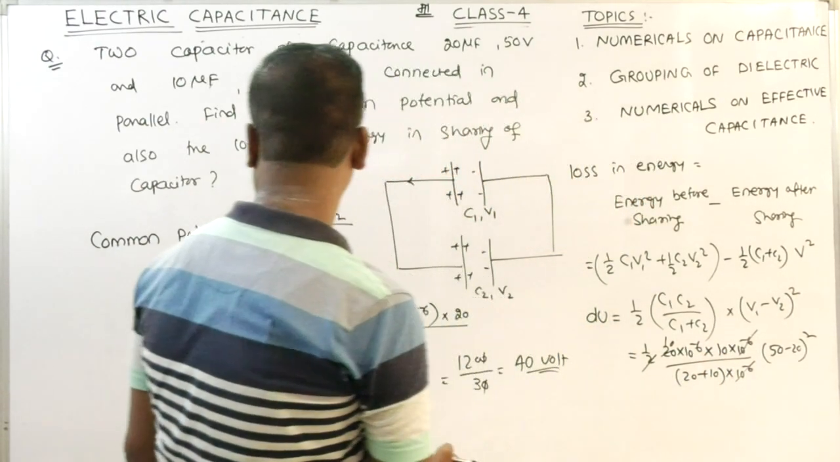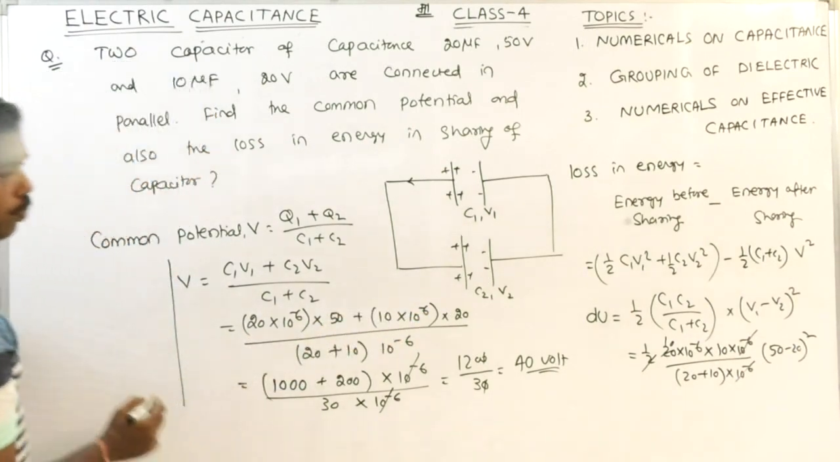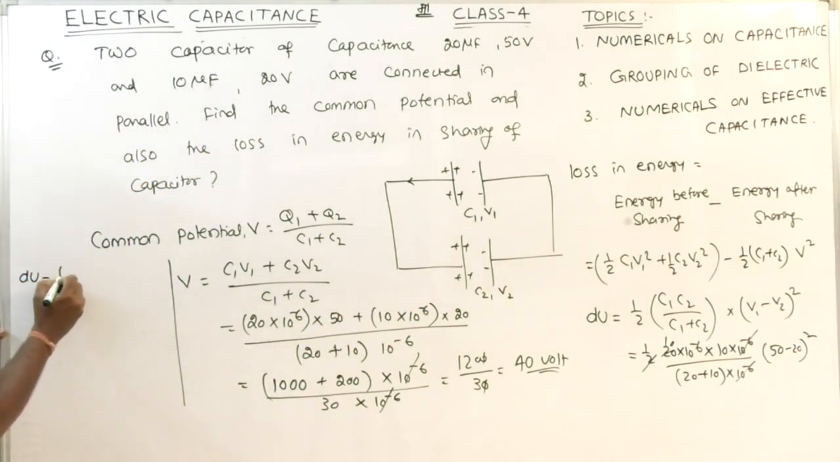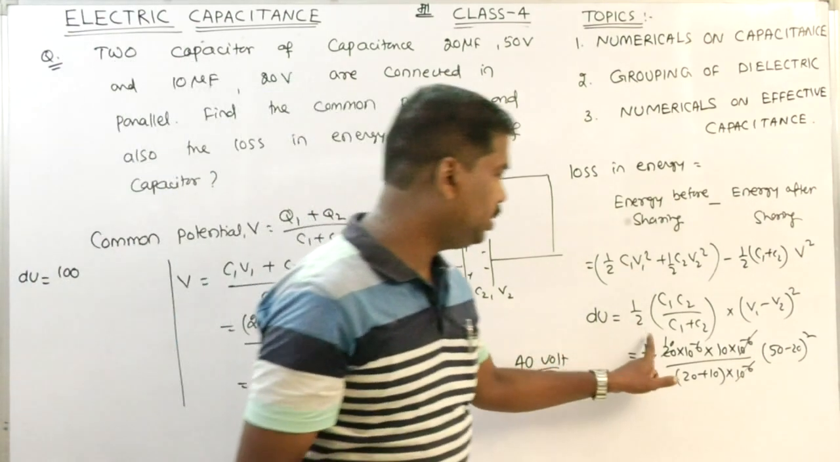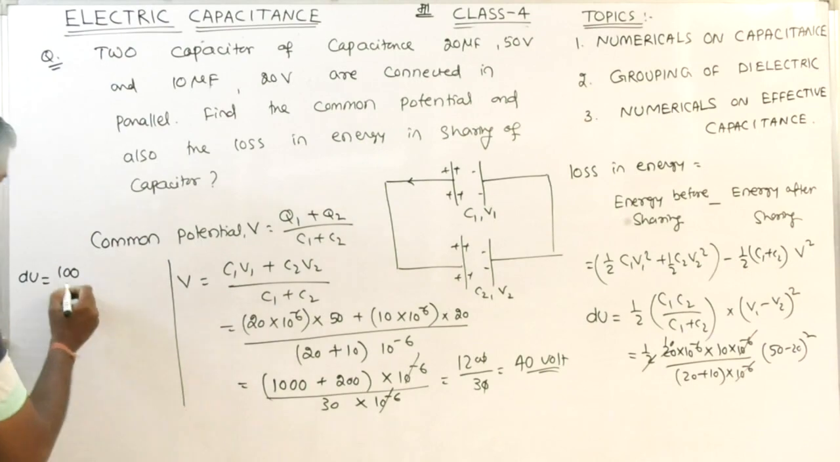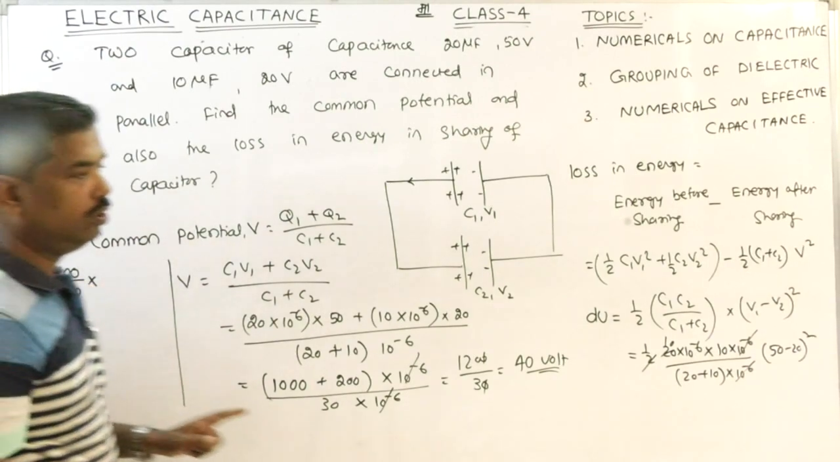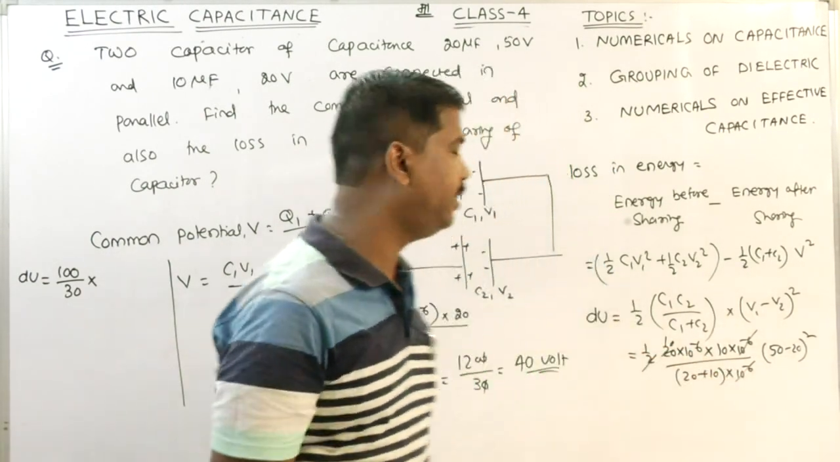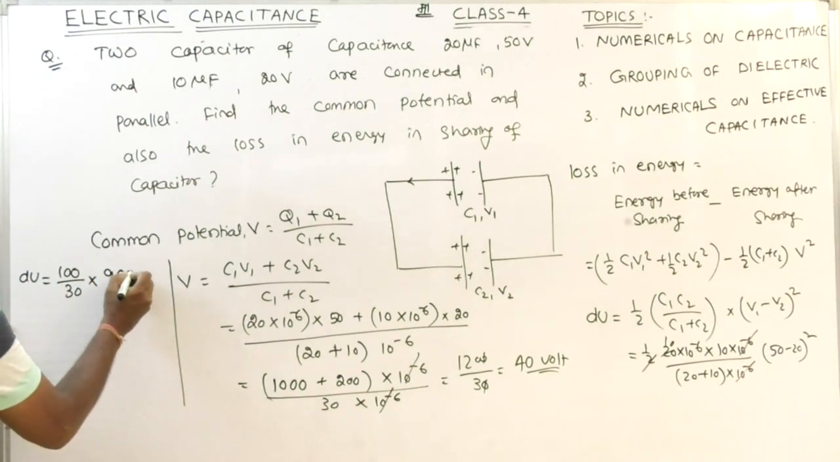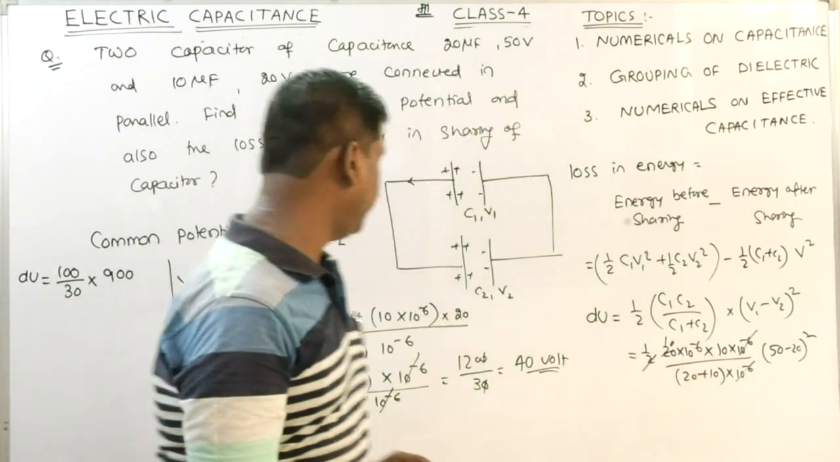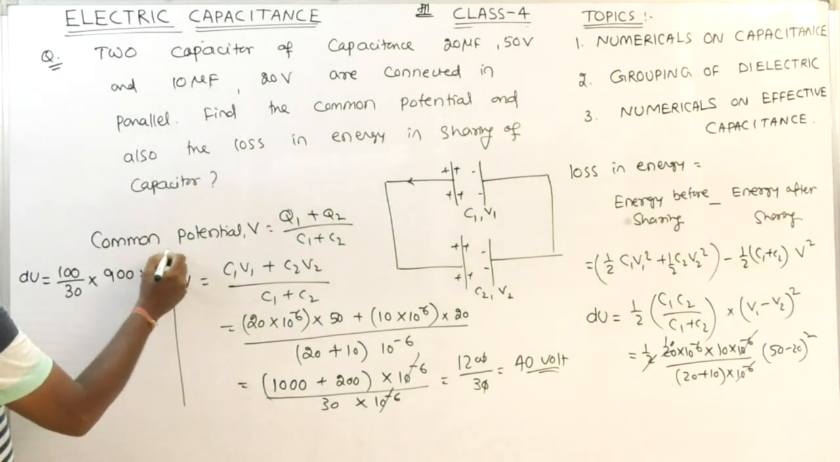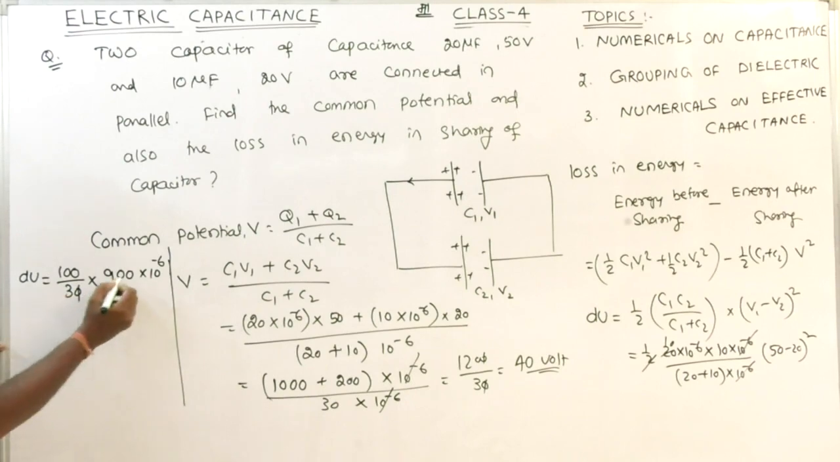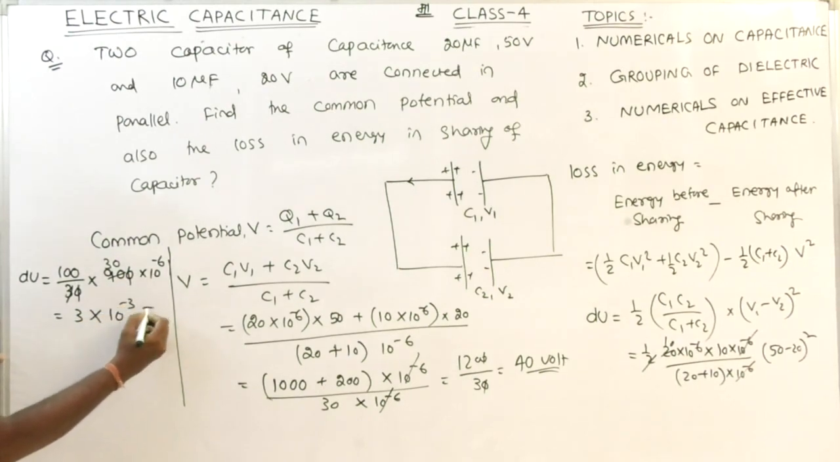This is 10, 100. 100 by 30 into (50 minus 20), that is 30. 30 square is 900. Clear? And 10 to the power minus 6. The zeros cancel, and it is found to be 3 into 10 to the power minus 3 joule.